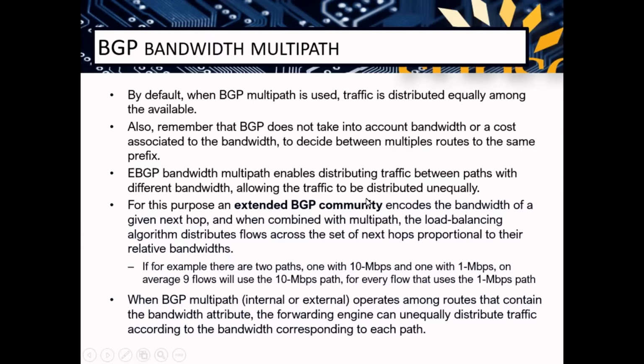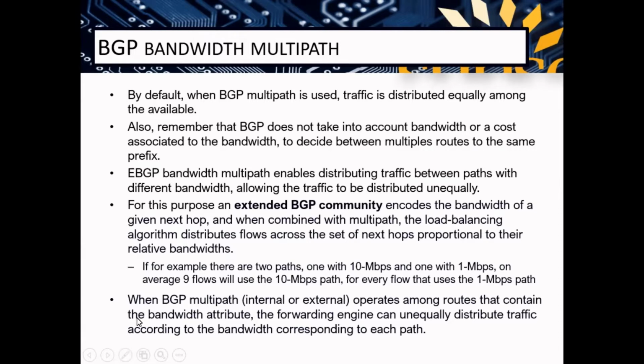And if I am using this extended BGP community, the router will be able to send 9 flows out of the 10 megabit per second and 1 flow out of the 1 megabit per second. So it distributes them basically proportional to the relative bandwidth between the two, or the ratio between the two.